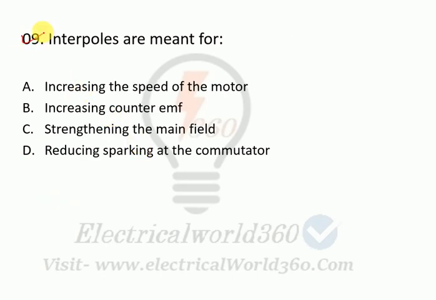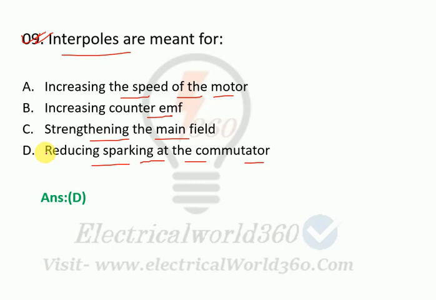This is the question number 9. Interpoles are meant for increasing the speed of the motor, increasing counter EMF, strengthening the main field, reducing sparking at the commutator. So here the right option is option number D. Interpoles are meant for reducing sparking at the commutator.